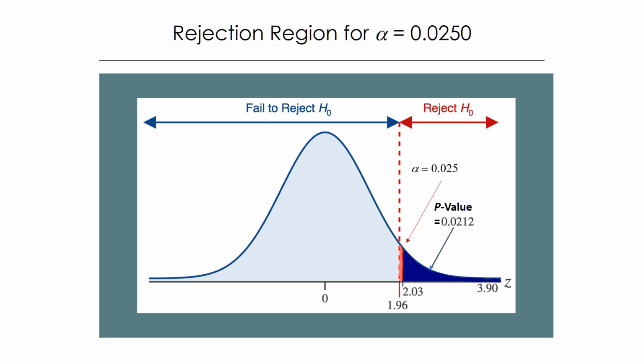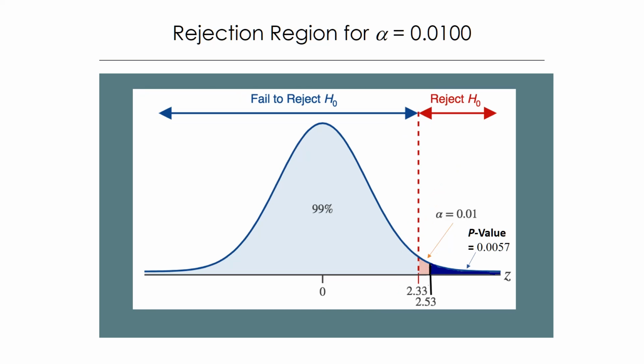If we were not in the rejection region and the p-value were bigger than alpha, everything would be to the left of that dotted line. And to the left of the dotted line is where it's not significant and we fail to reject the null hypothesis.